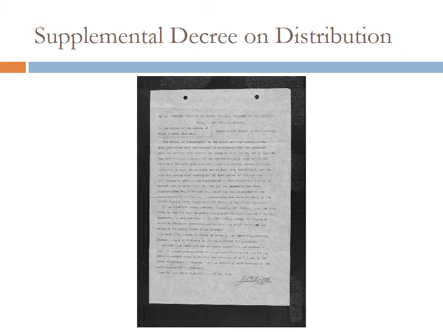here is a supplemental decree on distribution. In this case, they're asking for changes in the way that the final distribution is handled. This can possibly occur because in a case like this, where it stretched on for 33 years, it's not unusual that there would be substantial changes in the heirs. They may have remarried, they may have died. All sorts of things could have happened to the heirs during that long period of time.